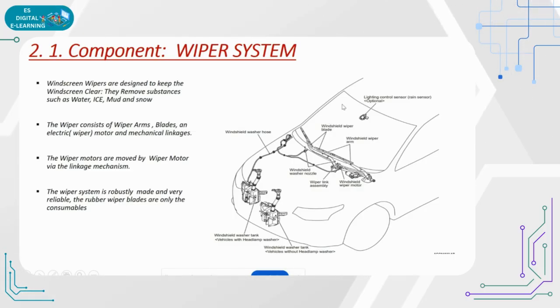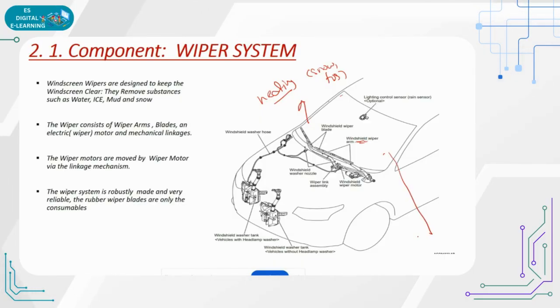Okay, so because of that the driver is not able to see the road. What will happen is some cars have the heating. Okay, so what will this heating do? Whenever the snow or fog comes, due to the heat, heat will be created. That is the windshield. Windshield also has some internal resistance, so that will get heated up.